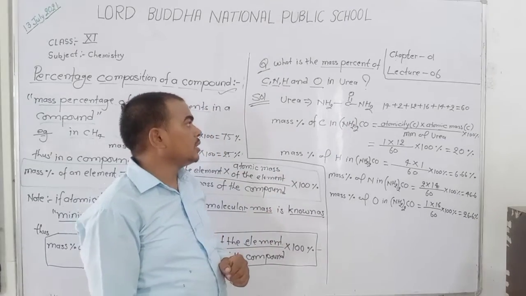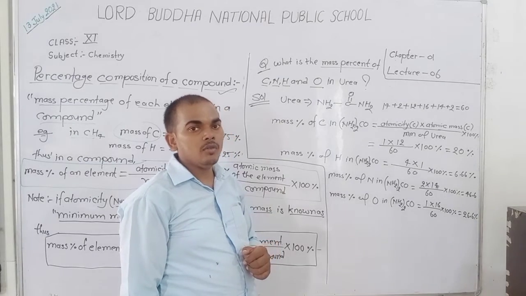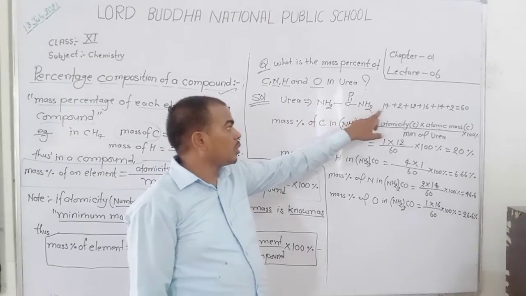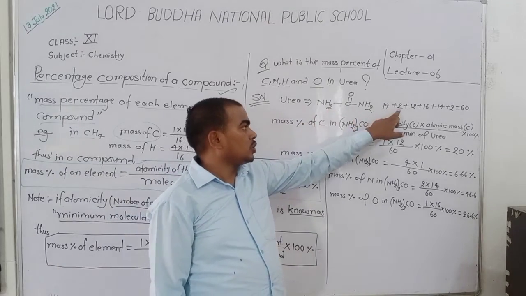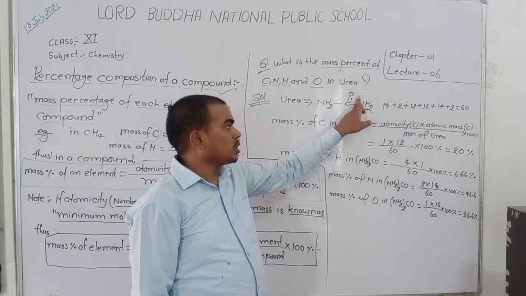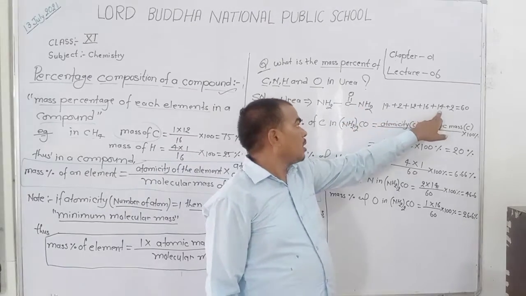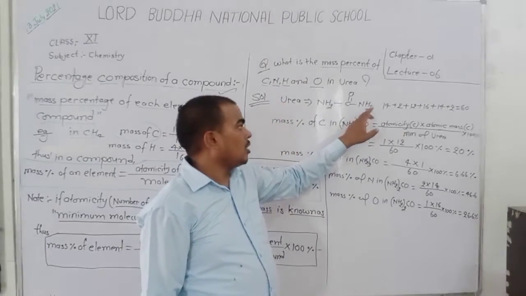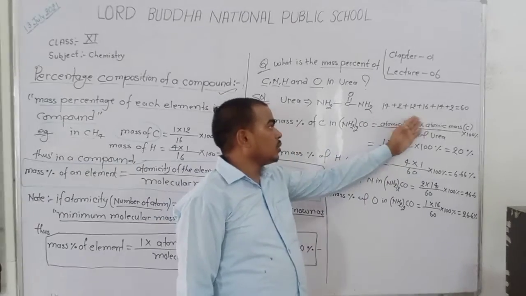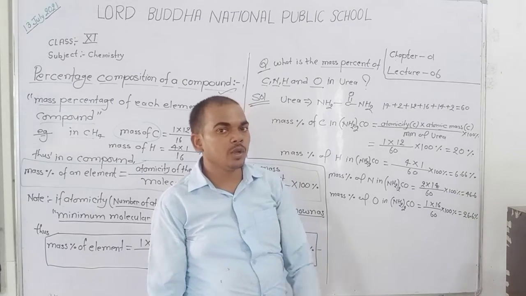Dear student, firstly we calculate the molecular mass of urea. Nitrogen, atomic mass 14; hydrogen, atomic mass 2; carbon, atomic mass 12; oxygen, atomic mass 16; nitrogen, atomic mass 14; hydrogen, atomic mass of 2 hydrogens is 2. After the calculation, we obtain 60. That means 60 is the molecular mass of urea.